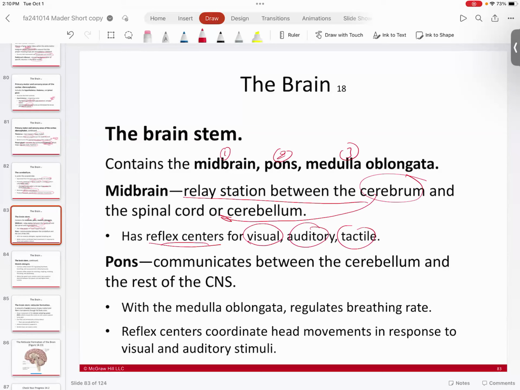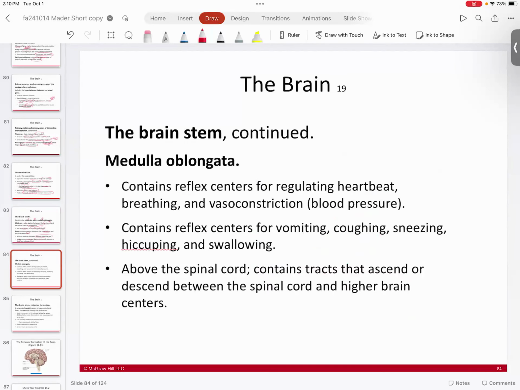The pons basically is the one that's communicating between the cerebellum and the rest of the central nervous system, while the medulla oblongata essentially regulates things like breathing. It also has centers that coordinate head movements, visual response, auditory stimuli, things like that. So a lot of your autonomic systems are on the medulla oblongata. So for instance, you have reflex centers that will regulate things like heartbeat, breathing, and vasoconstriction, that's blood pressure.